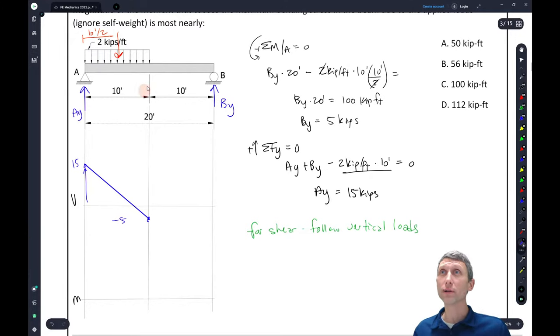And my kips will cancel out. My inches squared will cancel out. And the nice thing is everything cancels out because strain is really inch per inch. It's unitless. It's just a measure of length per length. So this is going to give us our answer.